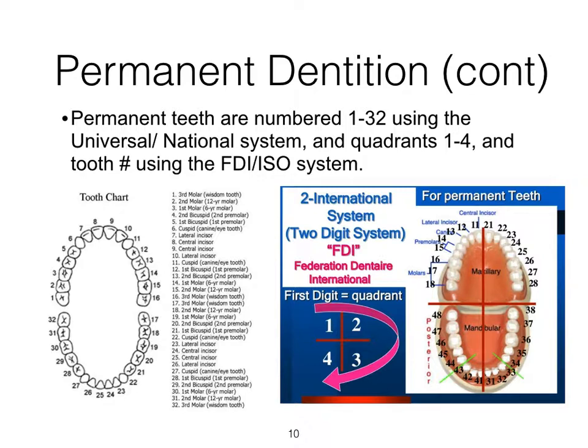Then we have the left mandibular, which would be quadrant number 3. Starting at the third molar, we would be tooth number 38, second molar 37, and first molar 36. And then the last quadrant, the right mandibular, would be quadrant number 4. So we'd start at the central incisor and be 41, lateral incisor 42, and canine 43.